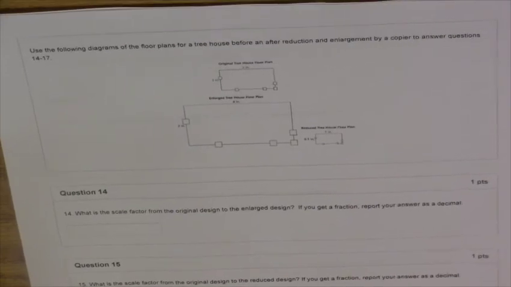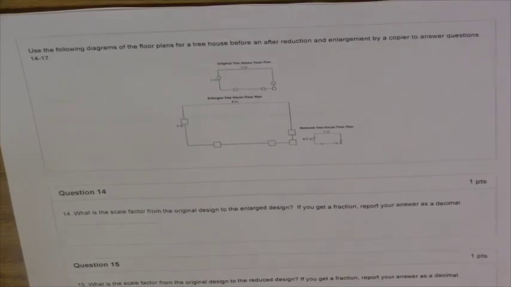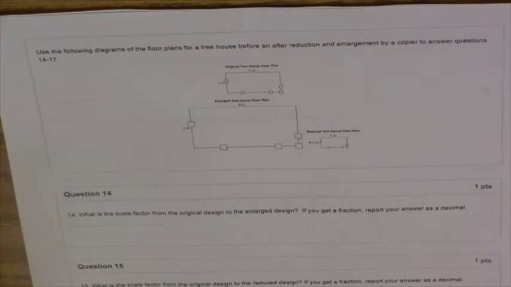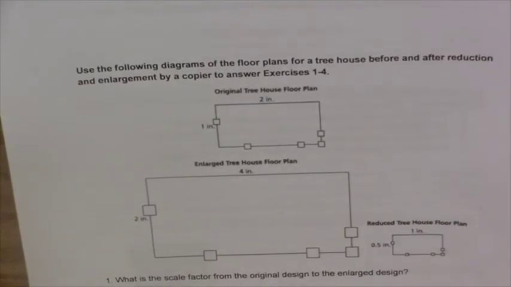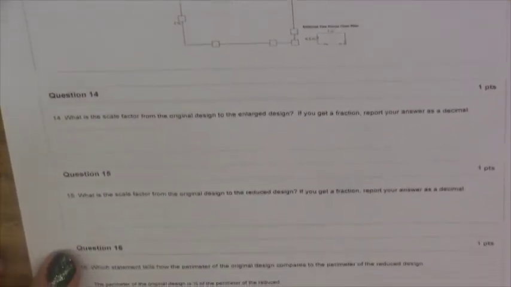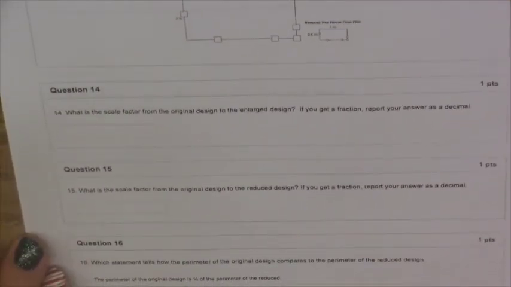All right, next section. Use the following diagrams of the floor plans for a treehouse before and after reduction and enlargement by a copier to answer questions 14 through 17. Now this picture isn't very good, but you can use your picture on Canvas and zoom in so you see a little bit better. We may look at this picture, which is on the paper copies of the study guide as well. All right, question 14. What is the scale factor from the original design to the enlarged design? If you get a fraction, report your answer as a decimal.